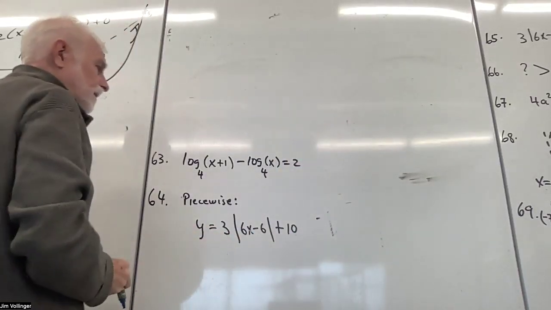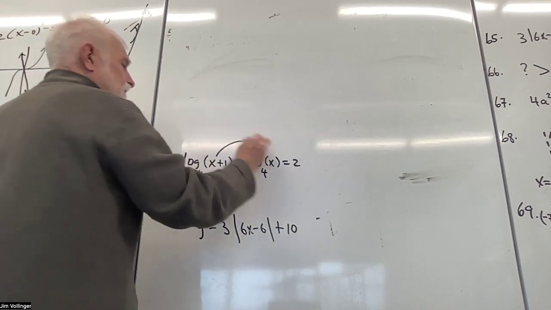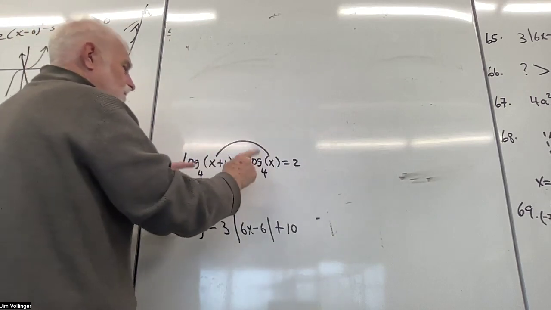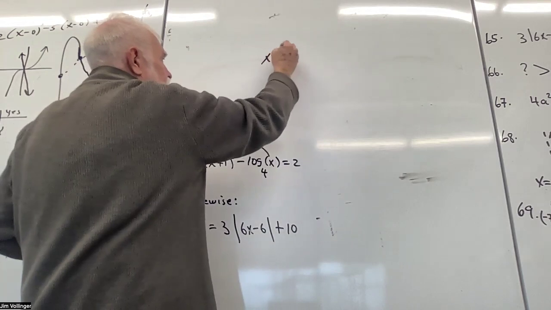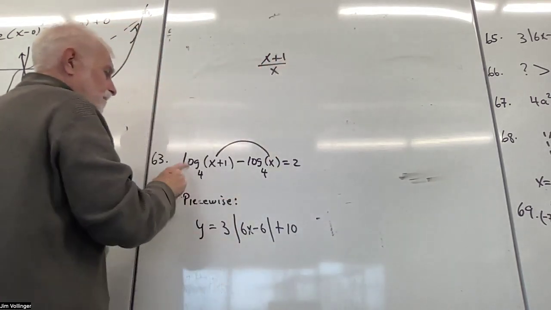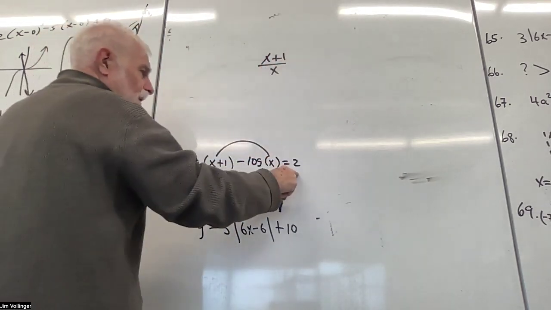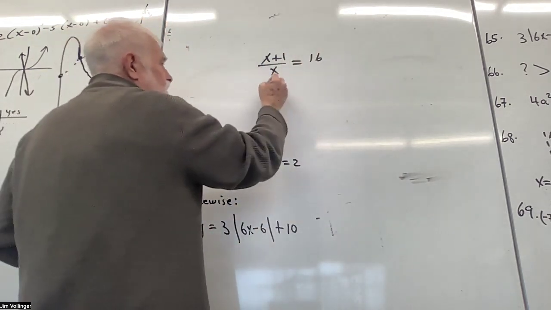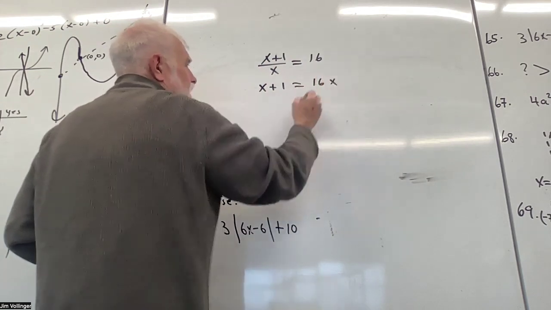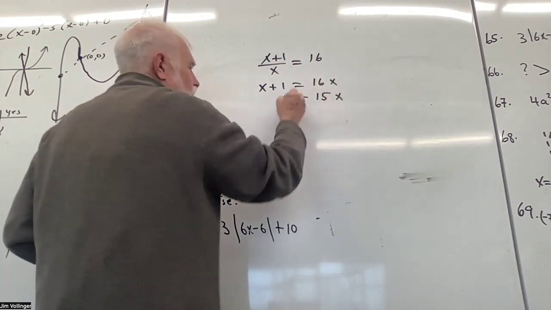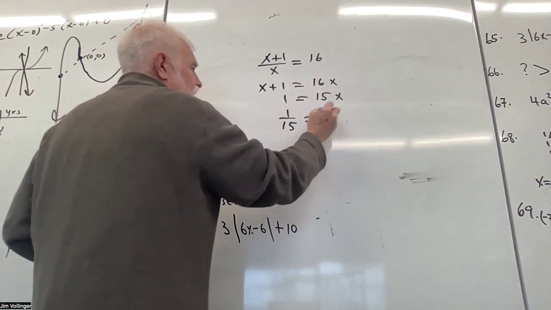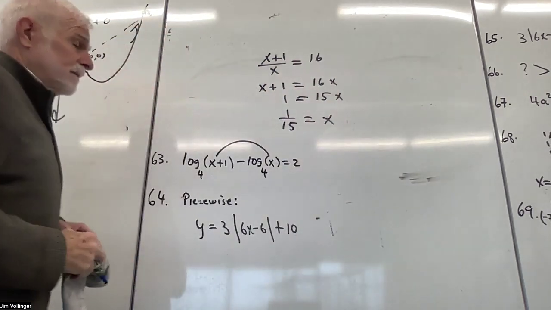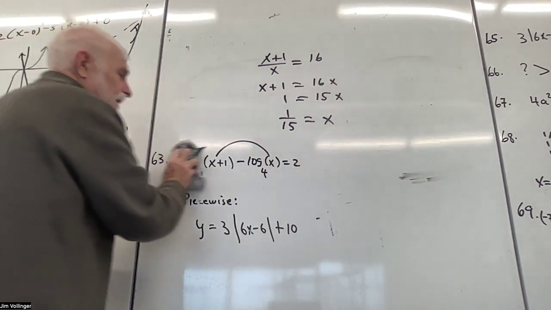You keep moving. All right, quantities. When you subtract exponents, it implies a division of quantities. And base 4 on this side is base 4 on that side, so that's equal to 16. So therefore, x plus 1 equals 16x. 15x equals 1. 1 over 15 is the answer to this problem. Let's hope I didn't make any careless errors on it.